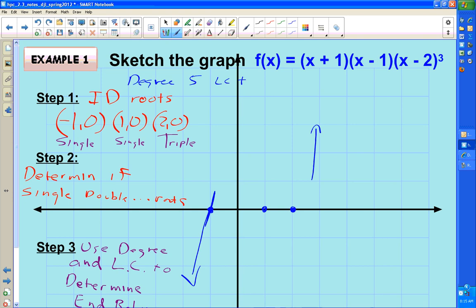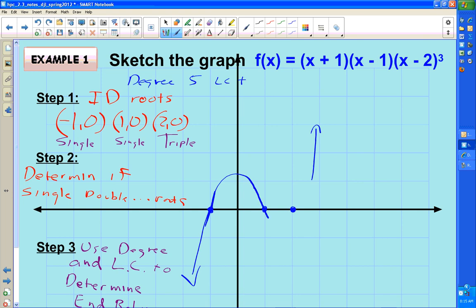In order for this graph to come up and go through the graph right here, what do I have to do to the graph in order to have another root right here? Turn around, right? It's got to do something like this. Somewhere it's got to turn around. What kind of a root is 1? What happens on single roots? Straight on through. So as we come back down, we're going to go straight through.